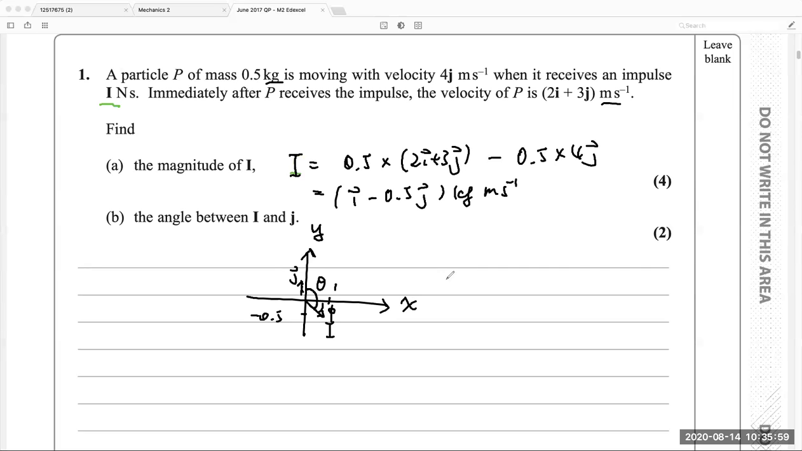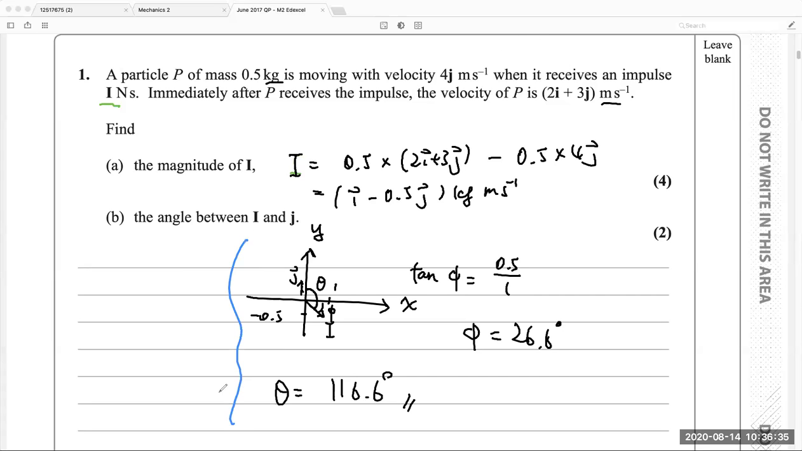Let's say you want to find the angle phi. Tangent phi should be 0.5 divided by 1, and then you can find the angle phi. That should be 26.6 degrees. So the angle between I and j should be this one plus 90 degrees. That's your answer. This is one way to do it.